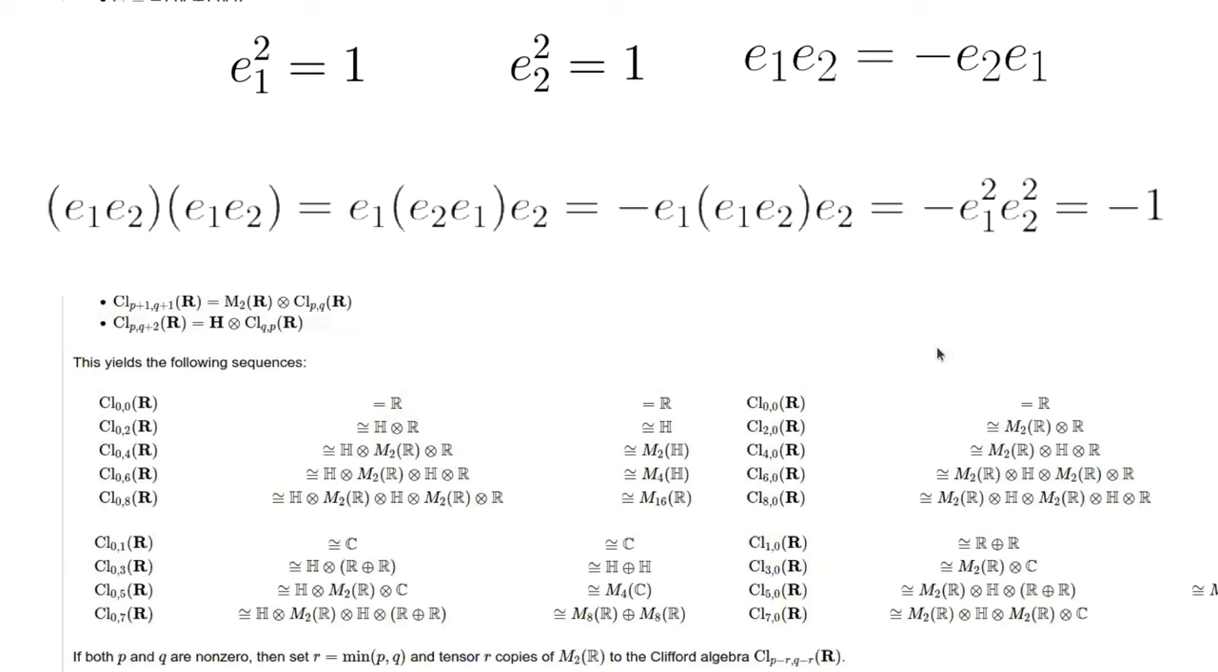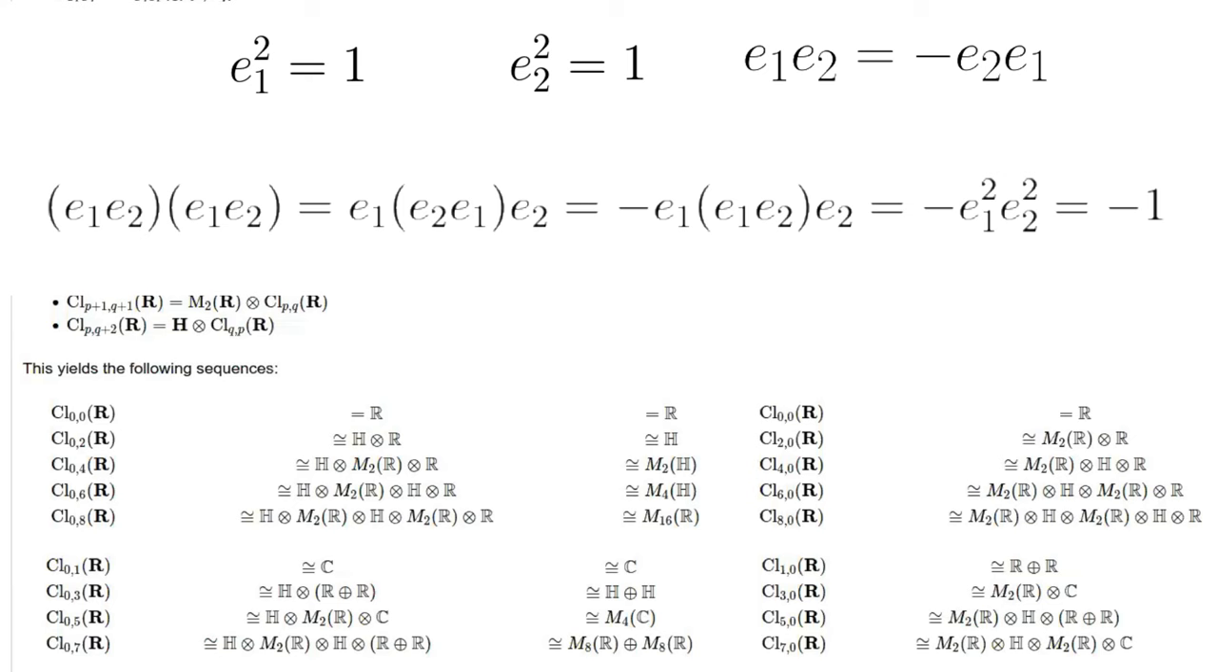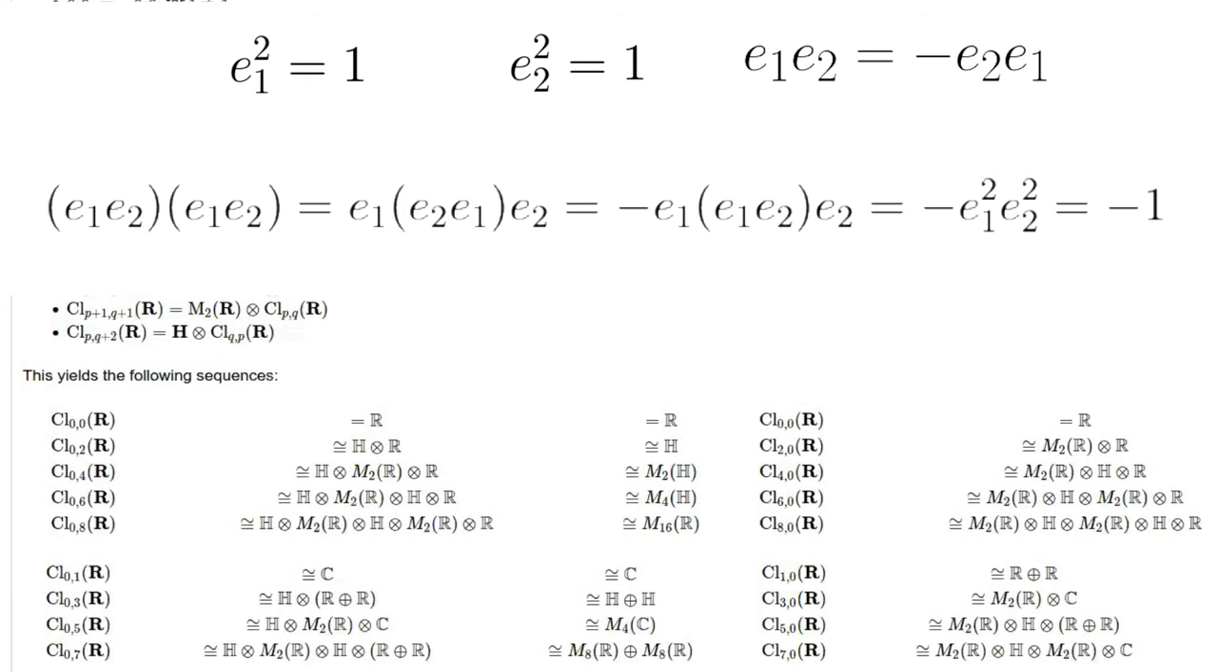I could try to draw this, but I'd have to switch my screen. I'll just say it: E1 times E1, E2 times E1 times E2. You switch the middle E1, E2. That gives you a minus sign. So you have E1 squared times E2 squared and the sign, so it's negative one. You see? So each generator separately squares to one, but when you multiply them together, it can square to minus one. That kind of thing can happen. That's what makes it interesting and complicated, and it gives you all the structure.